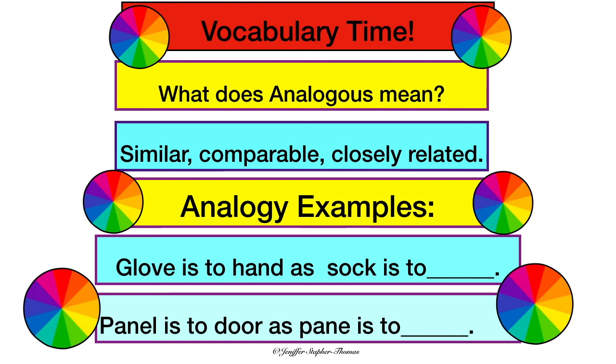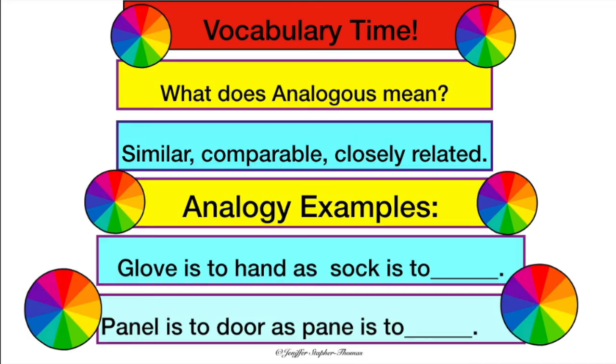Vocabulary time. What does analogous mean? Similar, comparable, closely related. Analogy examples: glove is to hand as sock is to foot. Panel is to door as pane is to window. They serve the same or similar function.